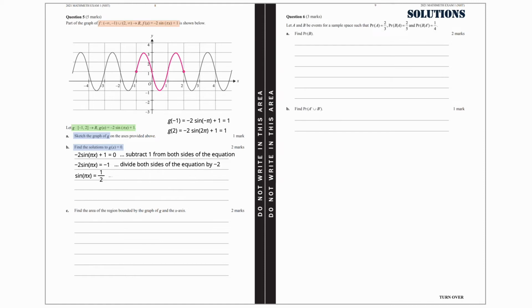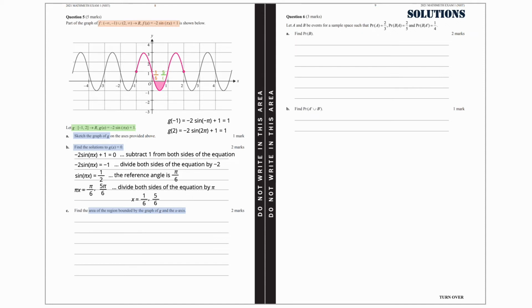The reference angle is pi on 6. Therefore, pi x equals pi on 6, or 5 pi on 6. We divide both sides of the equation by pi. Therefore, x equals 1 on 6 and 5 on 6. Part C. Find the area of the region bounded by the graph of g and the x-axis. Here is this region shaded from 1 on 6 to 5 on 6.